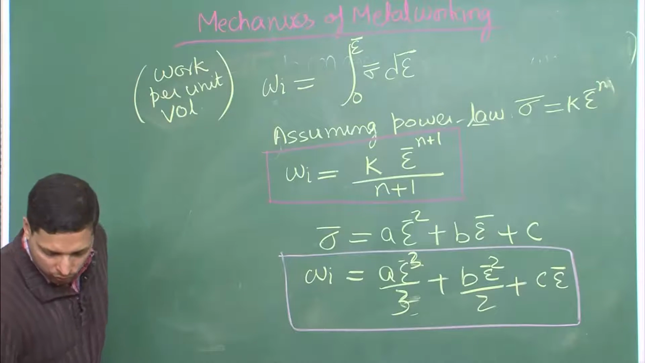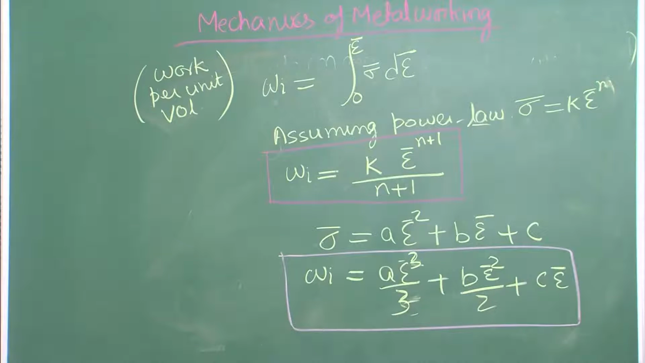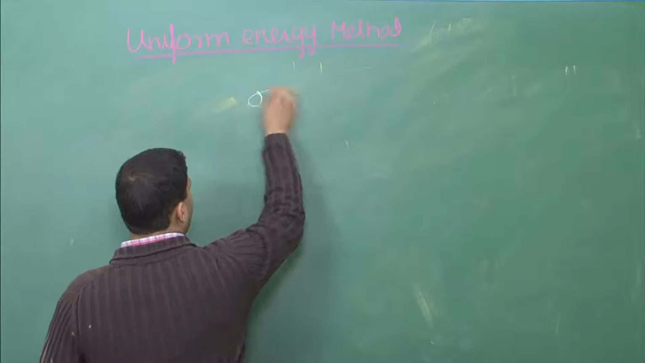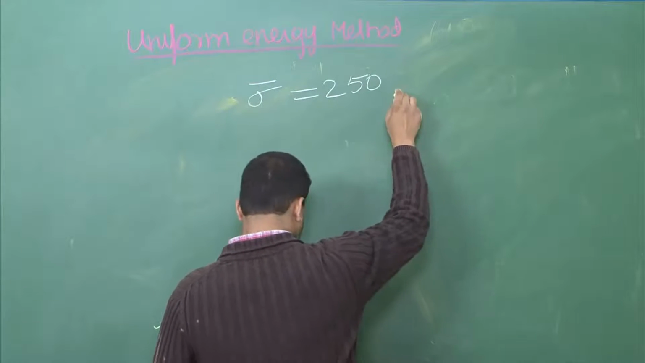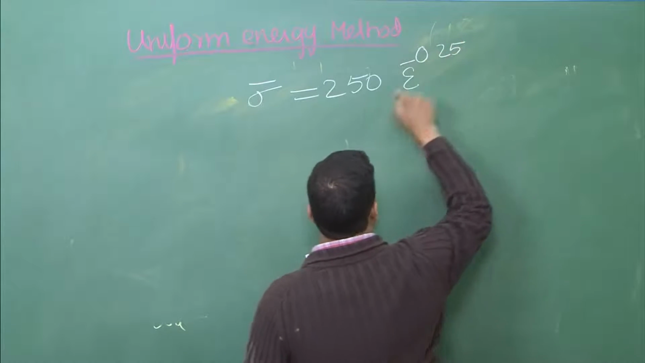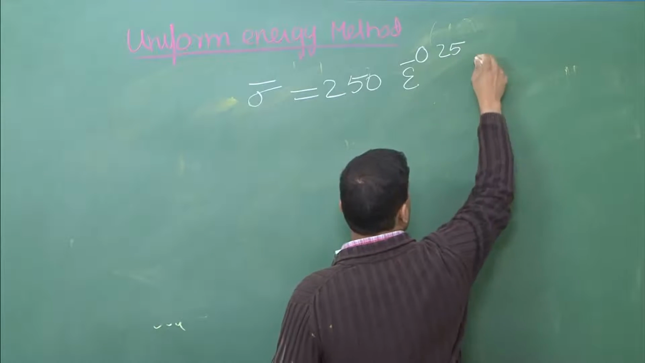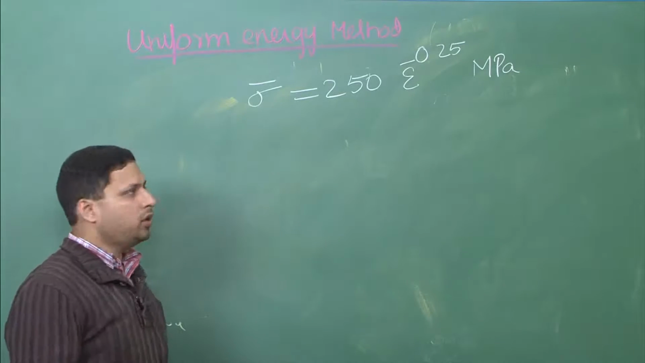So, now it is time to solve a simple example. Every time we have an equation, we try to solve an example based on that. So, let us say a material's strain hardening behavior is given by 250 epsilon bar to the power 0.25. So, K is 250 megapascal, as you would see I am writing the unit over here, and N is 0.25.